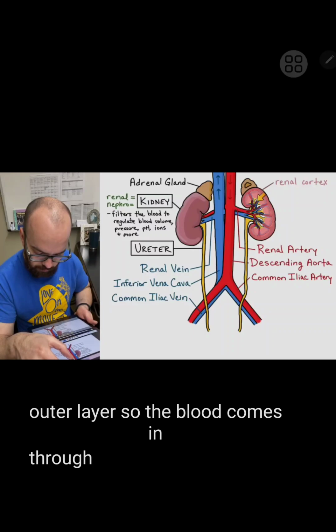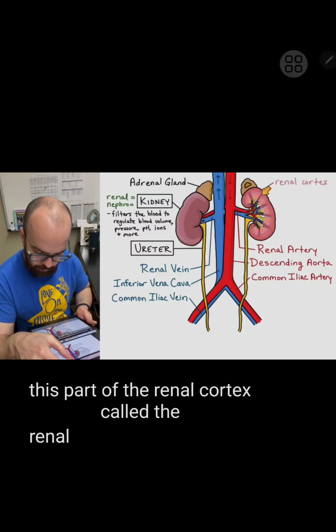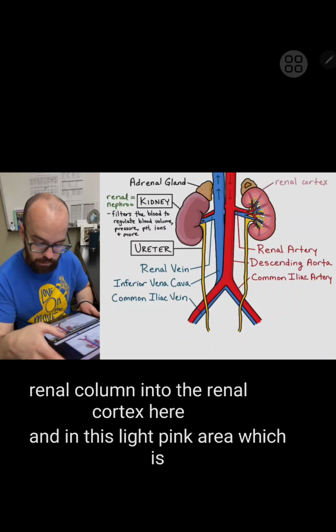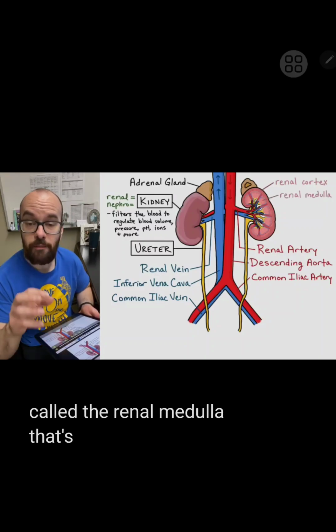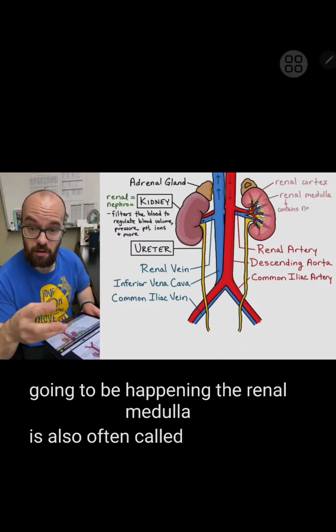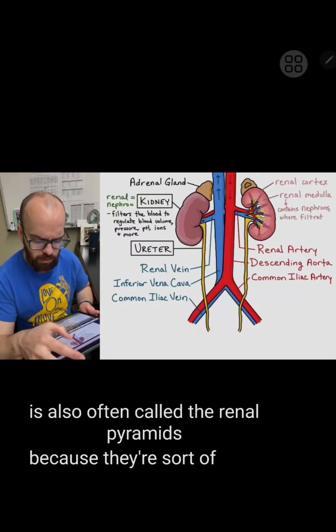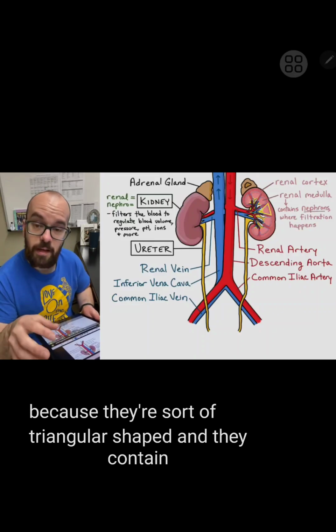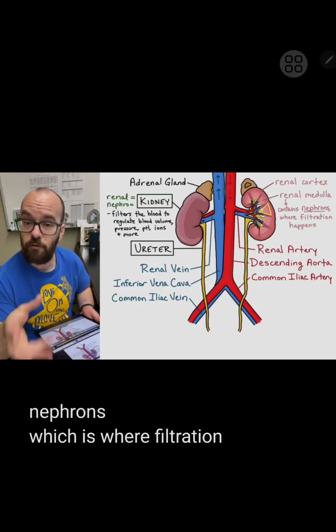So the blood comes in through this part of the renal cortex called the renal column, into the renal cortex here, and in this light pink area, which is called the renal medulla, that's where the actual filtration is going to be happening. The renal medulla is also often called the renal pyramids because they're sort of triangular shaped, and they contain nephrons, which is where filtration happens.